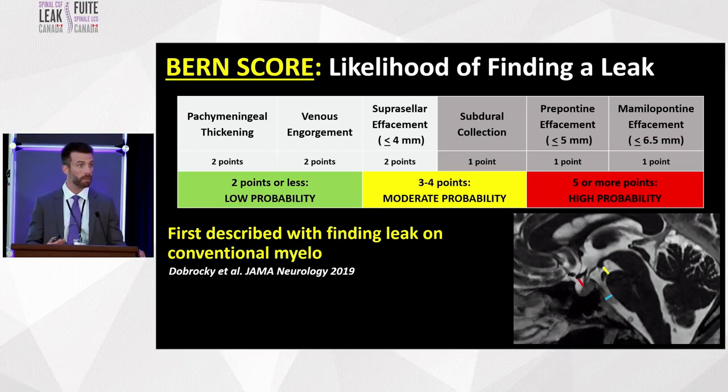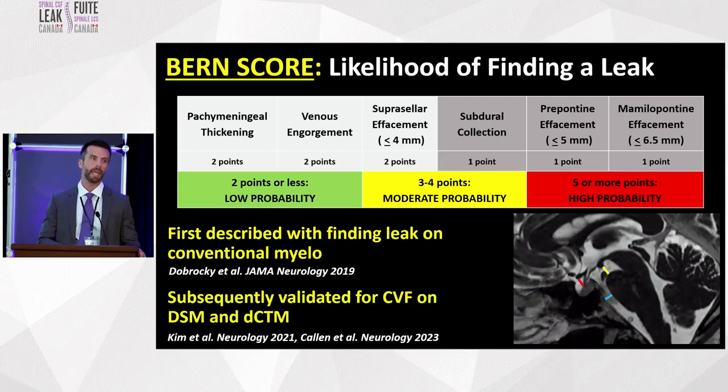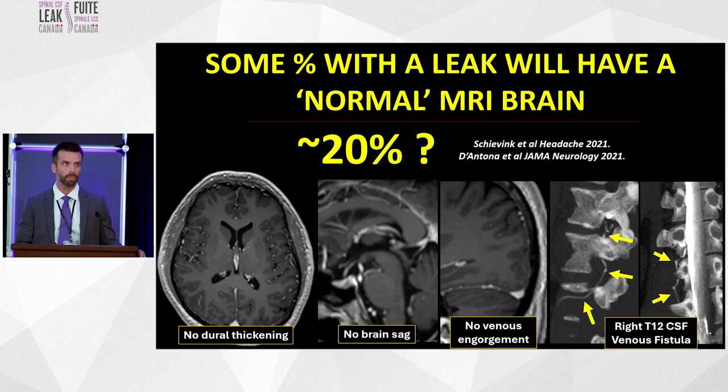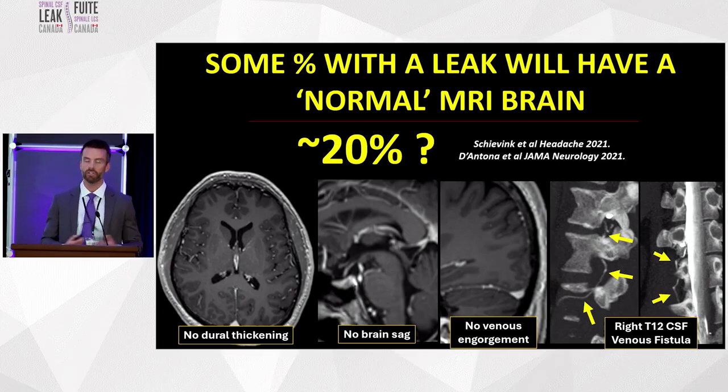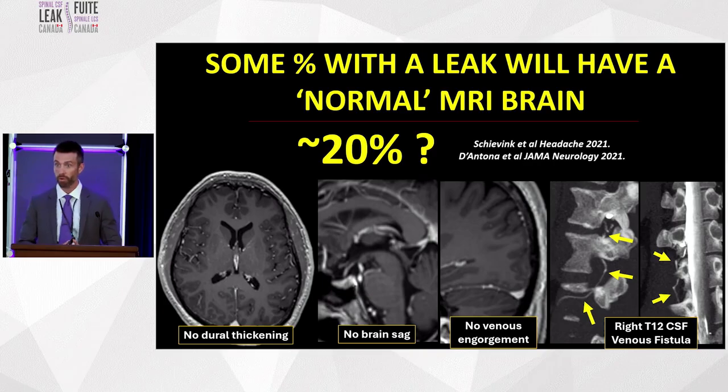This was first described with finding a leak on a conventional myelogram, and then was subsequently validated with finding CSF venous fistula as well. And why are we talking about probabilities, right? Aren't we talking about a disease that's either present or absent? Well, the reason that we are is because there's this concept that some percentage of patients with a CSF leak will have a normal MRI of the brain.